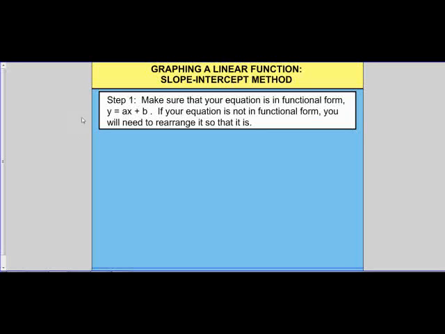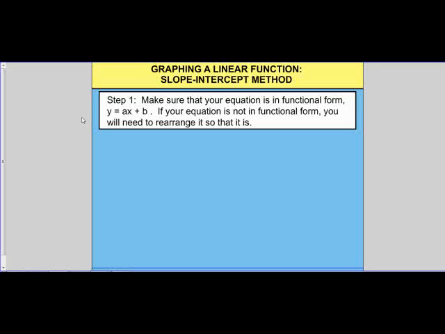So your first step is you have to make sure that your equation is in functional form. That's y equals ax plus b, so you have your y isolated, everything else is on the other side of the equal sign. Sometimes people say y equals mx plus b. I've also heard mx plus c. It really doesn't matter what we call the letters. We'll look at what they mean in a second.